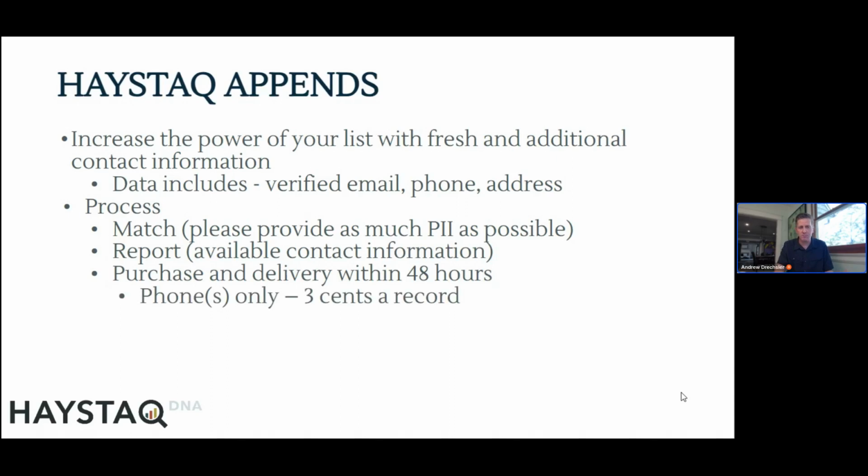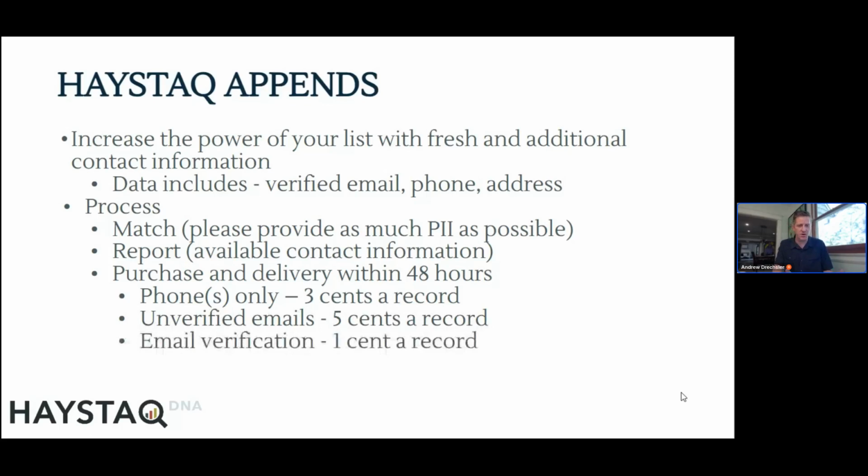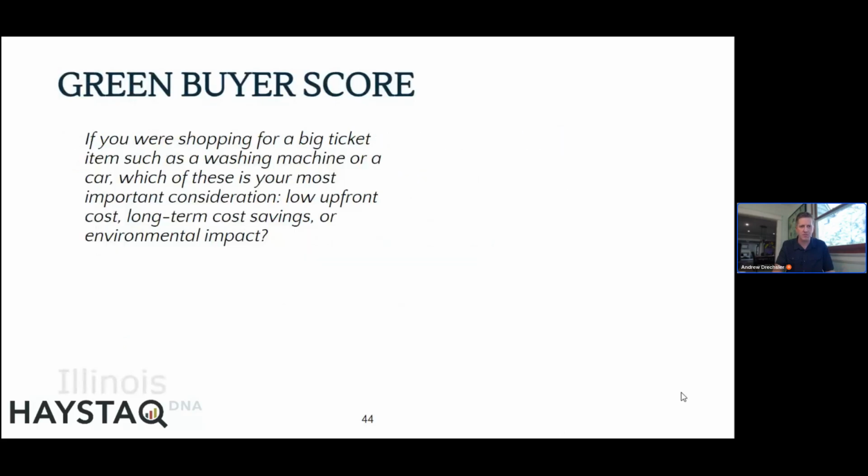Cell phones are only 3 cents a record, so if you want additional cell phones, we can add those in. Verified emails are 5 cents a record. The other service that we've been doing a fair amount of recently is email verification. If you send us a list of emails and want to make sure these are valid before you blast them out, we can do that for as little as 1 cent a record. So besides the Haystack scores, we also have the appends, and this has been popular.